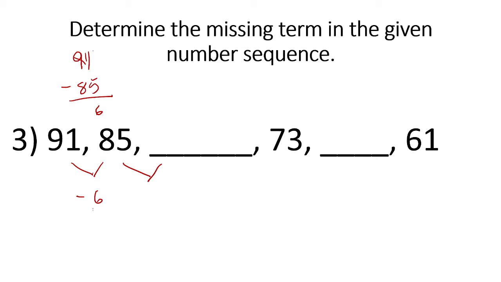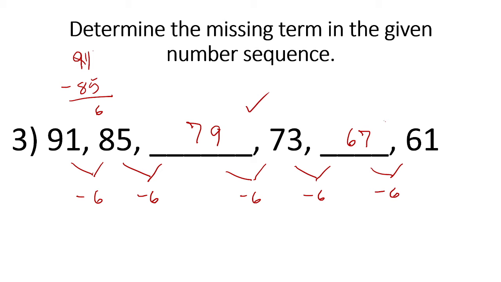Alright? So 91 minus 6 is 85. So 85 minus 6 ay 79. Okay? So 79 minus 6 is 73. Tapos 73 minus 6 ay 67. And then 67 minus 6 is 61. Okay? So tama yung ating sagot.